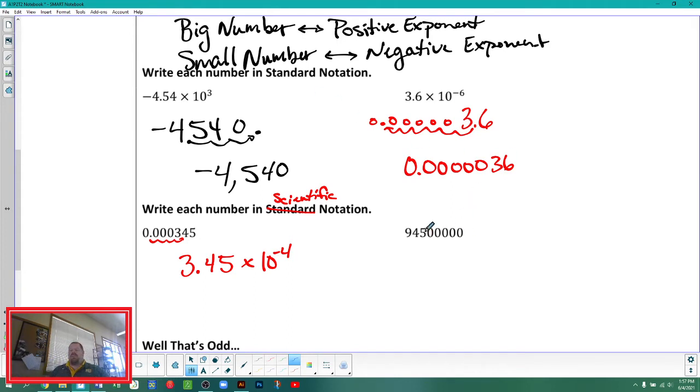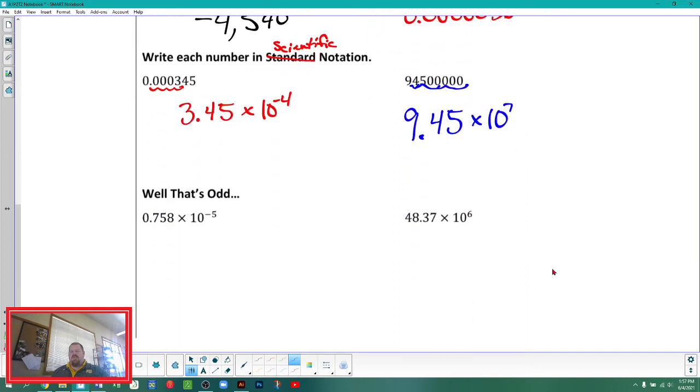In the next one, I have a very, very big number. Now, this number would usually have commas in here. So it's 94,500,000. And the decimal starts right here. If there's commas put in, or if you can put commas in, it makes counting a lot easier because you know that every comma is 3 places. Okay, so this decimal is going to move 3, 6, 7 places. Whenever we write in standard form, we want the decimal in between the first 2 non-zero numbers. And since it's a big number, it's going to be a positive exponent of 7.